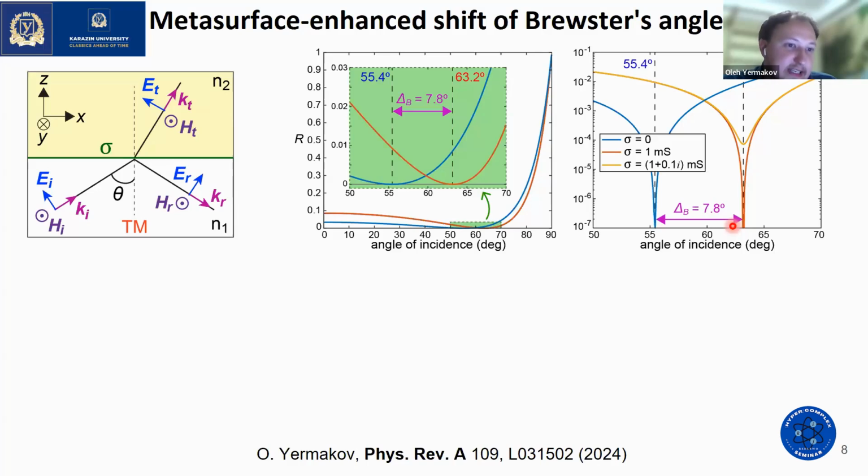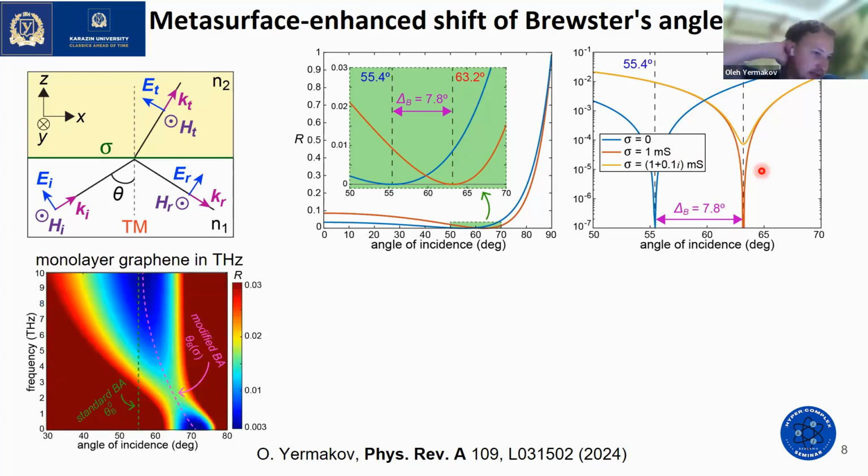It's interesting that if we add the imaginary part of the conductivity, which should be present according to the Kramers-Kronig relation, the angular position of the Brewster angle doesn't change, but the amplitude of the dip will decrease.